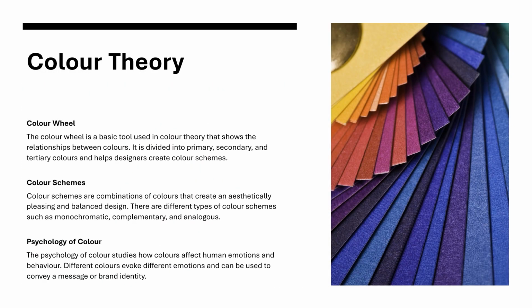The color wheel is a basic tool used in color theory that shows the relationships between colors. It is divided into primary, secondary, and tertiary colors and helps designers create color schemes.